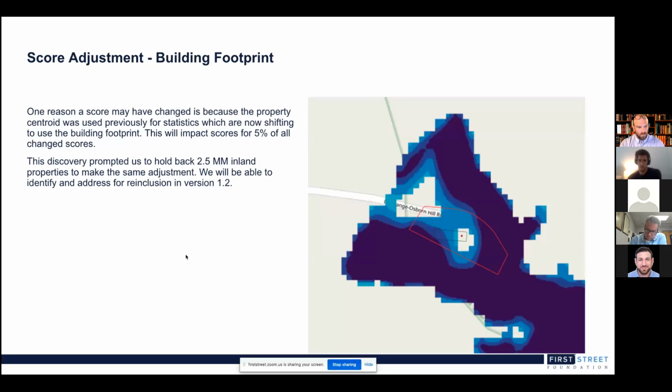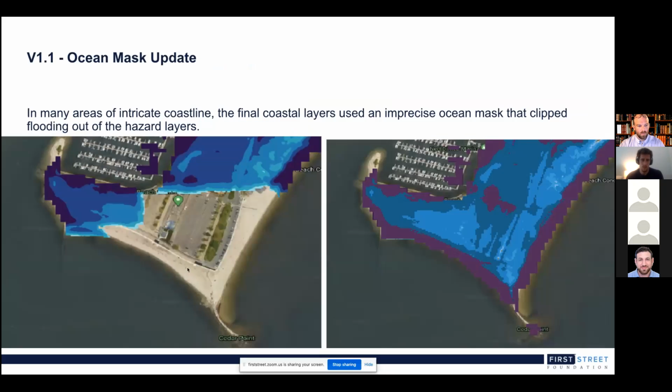Part of the reason we did see some changes was because of the way we calculate our statistics. We try to use the building footprint data wherever it's available, and then use parcel centroid statistics where it's not. So, you can see in the example here, sometimes that makes a big difference because the parcel centroid might not be in flooding, but the building footprint is. So for a variety of reasons and some updates, we did see some of this stuff changing, and that's why there were some changes in our depth.